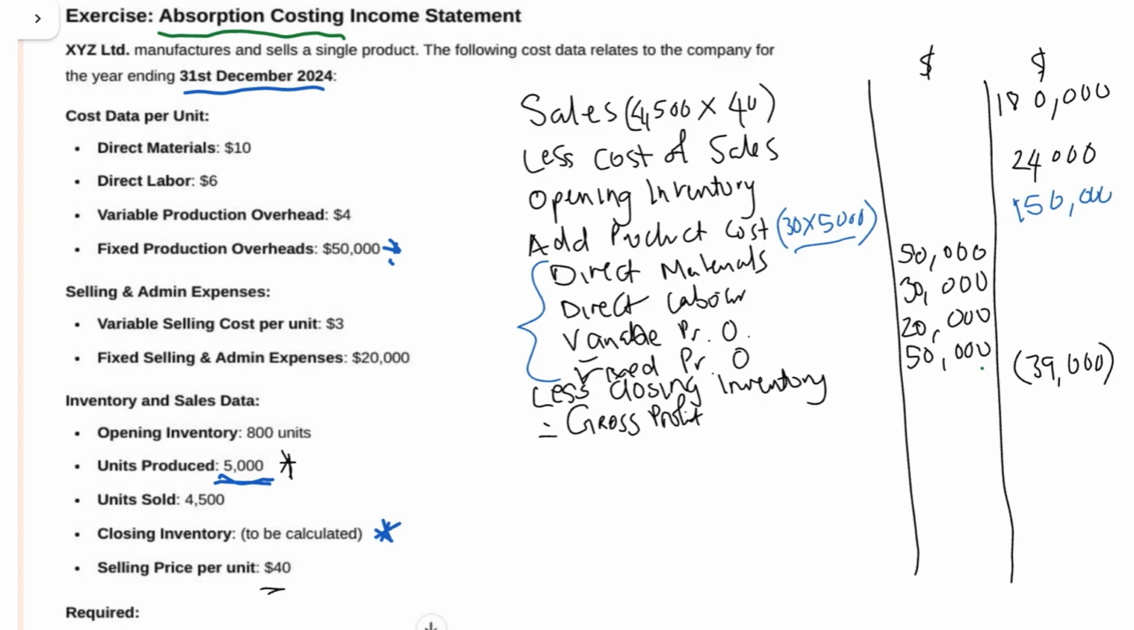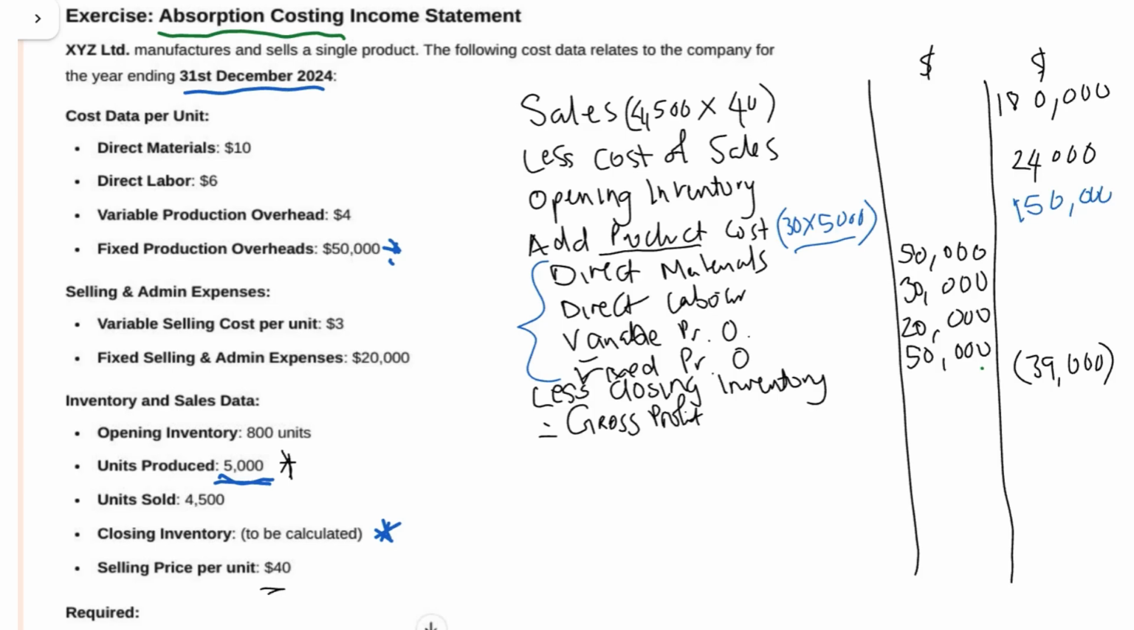So now that we have our opening inventory, production cost, and our less closing inventory, so in your normal statement you will have add purchases, but this is not a normal business. It's a manufacturing business. Okay, we are making the goods ourselves. That's why we are having production cost, because we produce it ourselves. So we will say 24,000 opening inventory, add our production cost, which is 150, minus our closing inventory.